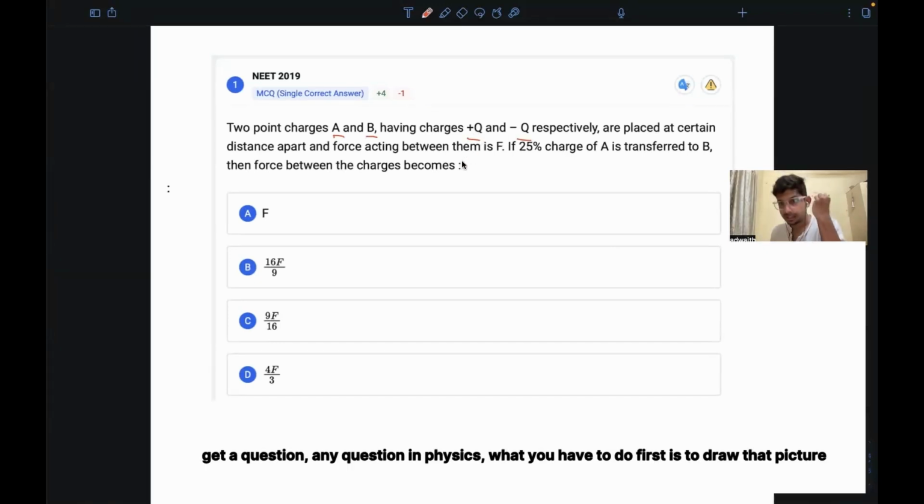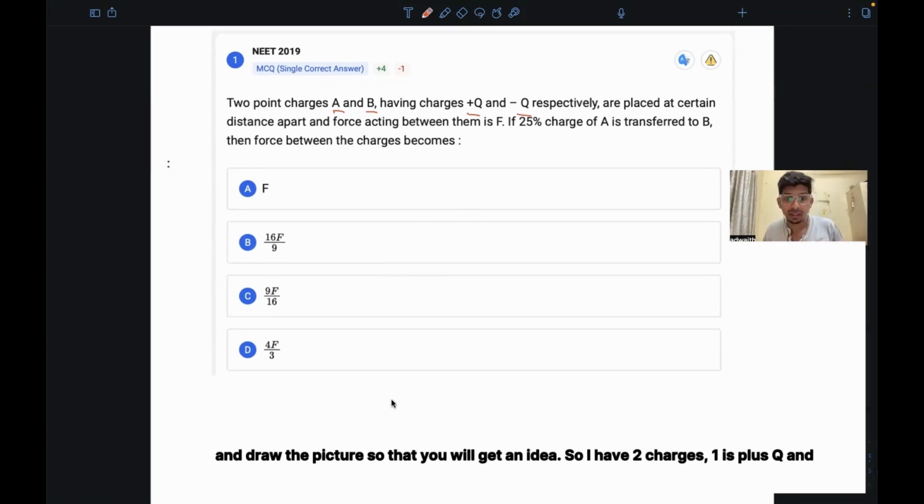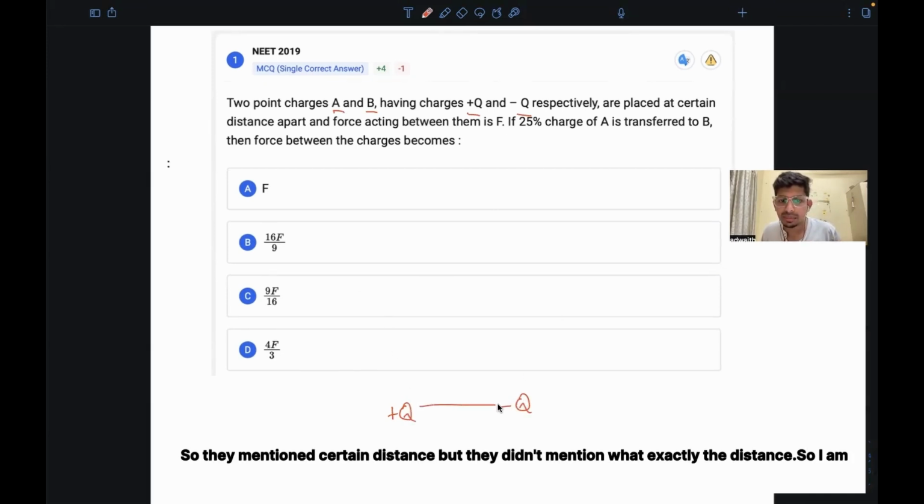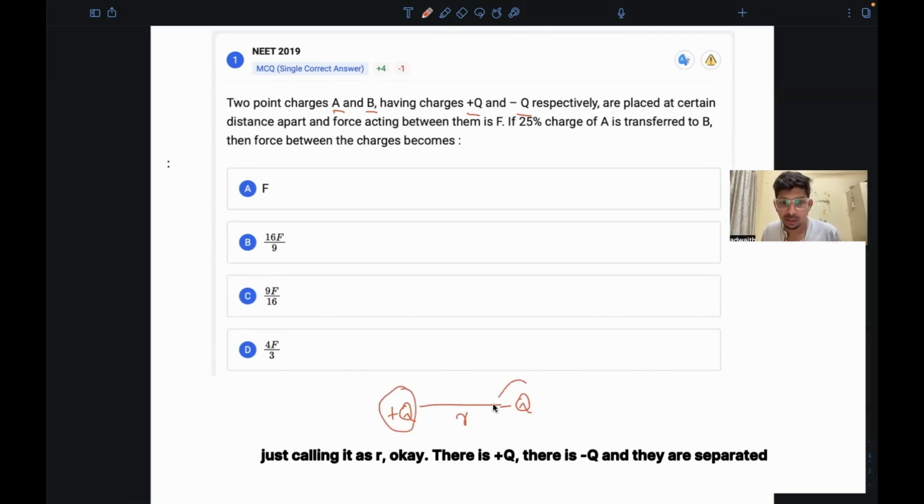If you get any question in physics, what you have to do first is draw that picture so that you will get an idea. So I have two charges, one is plus Q and another charge which is equal to minus Q, placed at a certain distance apart. They mentioned a certain distance but didn't mention exactly what distance, so I'm just calling it R. There is plus Q, there is minus Q, and they are separated by a distance R.